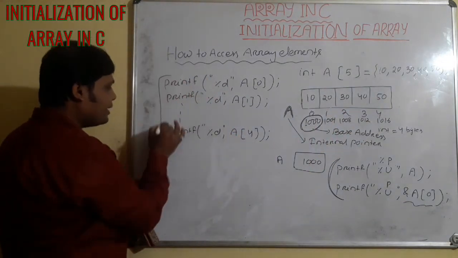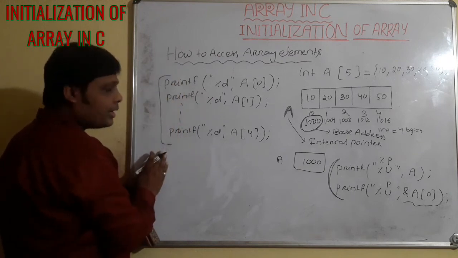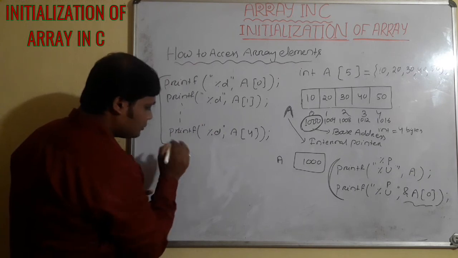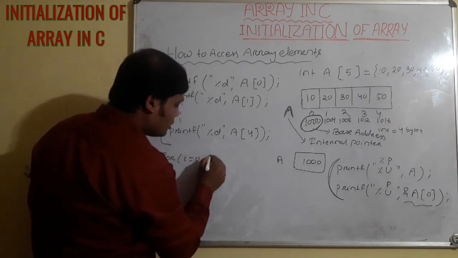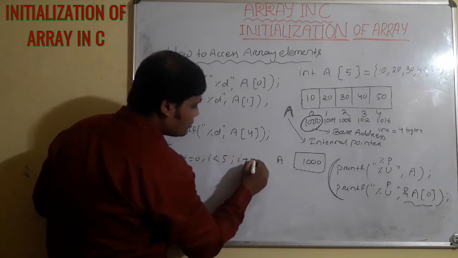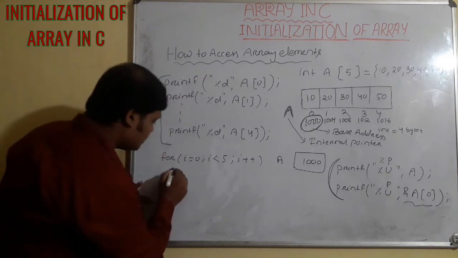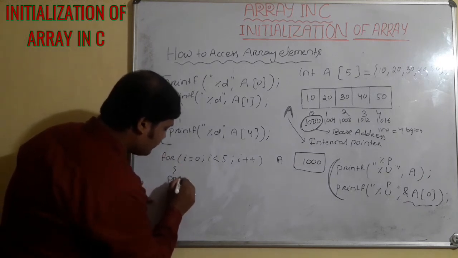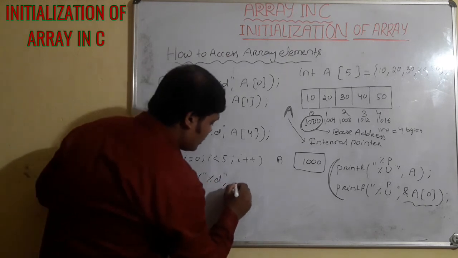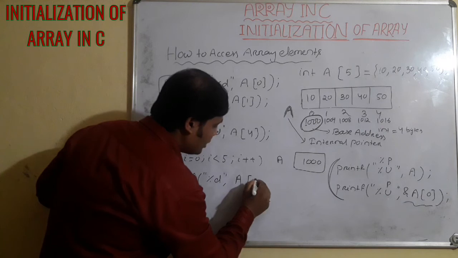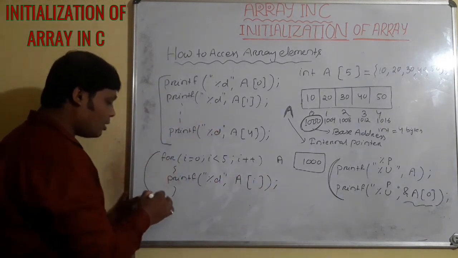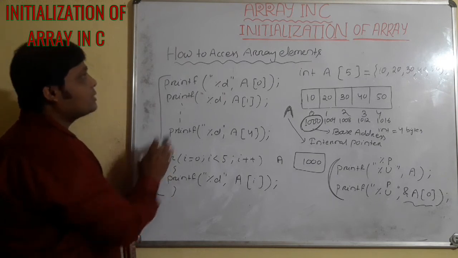Clear? Instead of writing this printf again and again, I can use any loop. For i equal to 0, i less than 5, i plus plus. Clear? Then printf percent d, A of i. This is how I can access the elements of the array.